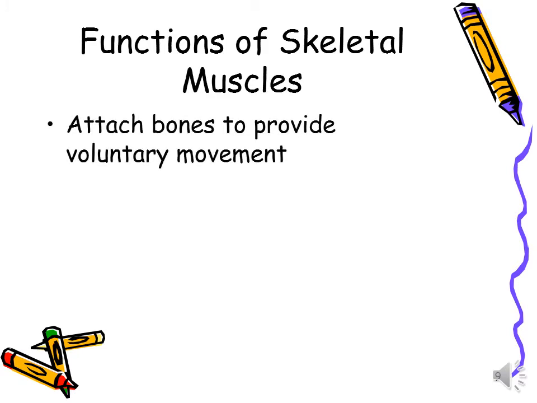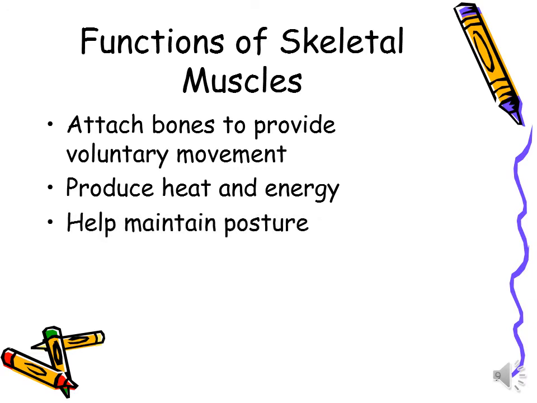Functions of the muscles, so when muscles attach to bone, they are going to provide voluntary movement. So one of the functions of skeletal muscles is to provide movement. Another is to produce heat or energy. As muscles are contracting and working, they produce heat, and they also can be burned for energy. They help us to maintain our general posture just by being in a state of tone, and we'll talk about that in a little bit. And they also protect our internal organs.